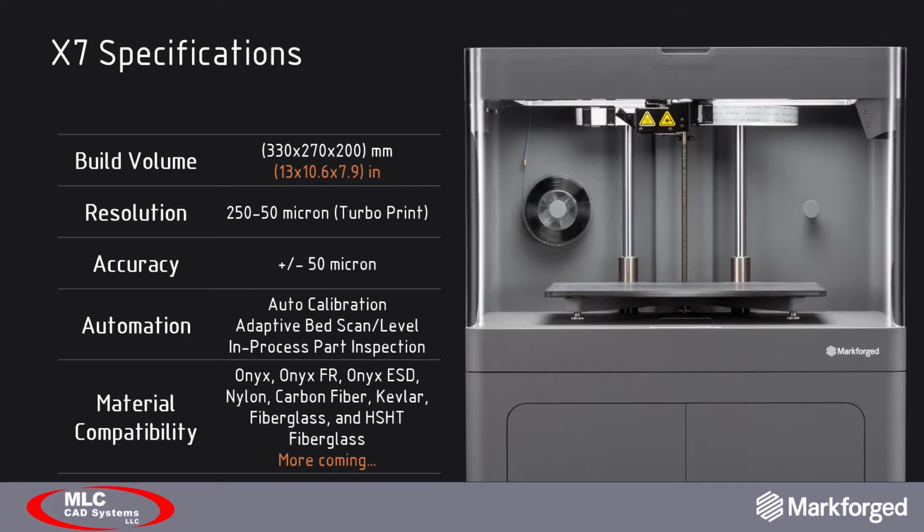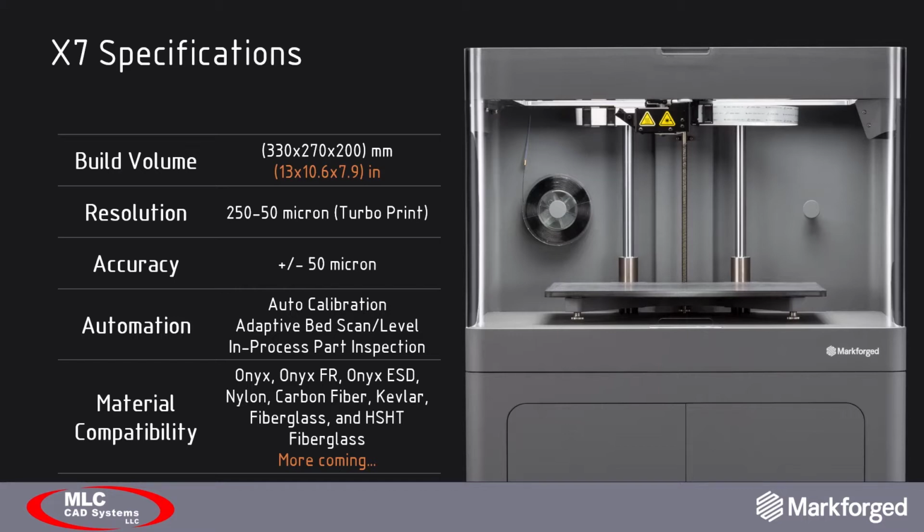This automation exists, one, to provide a seamless and reliable experience to the user, and two, to provide exceptional accuracy. The X7 can routinely print parts within 0.02 of an inch, which was huge for Acme Audio because they were printing production parts, not prototype parts for form, fit, and function.